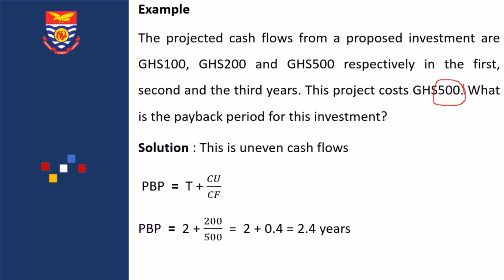I hope you understand. So the year before full recovery is year 2. We need some amount in year 3 to top it up. The unrecovered cost at the end of the second year is 200, and the cash flow during the third year, the year that we are going to get the full amount, is the 500. So then we are going to get 2 plus 0.4, which is 2.4 years.